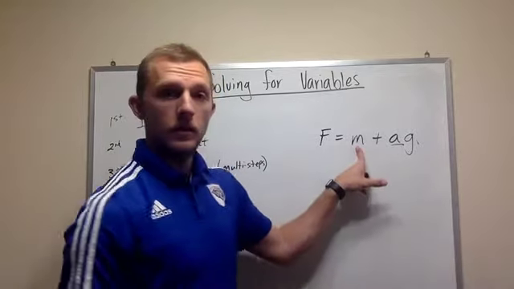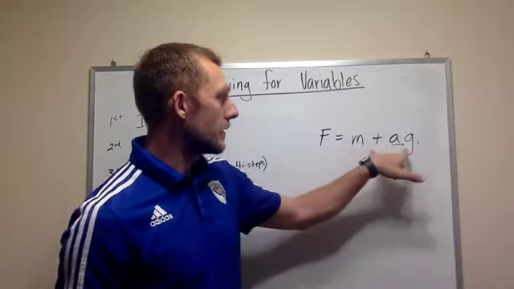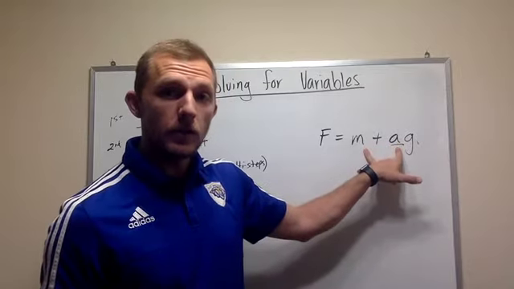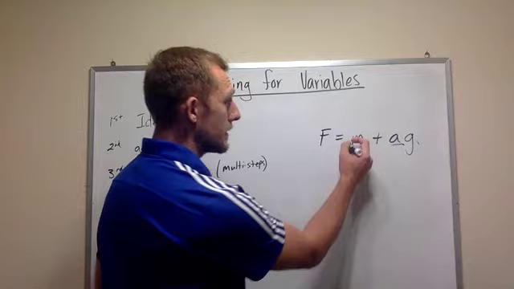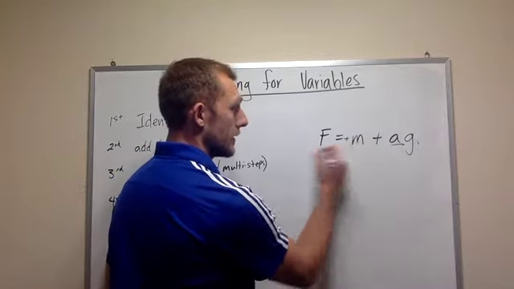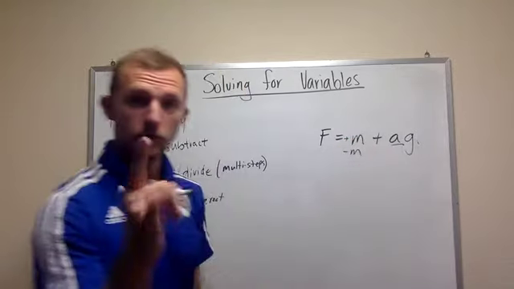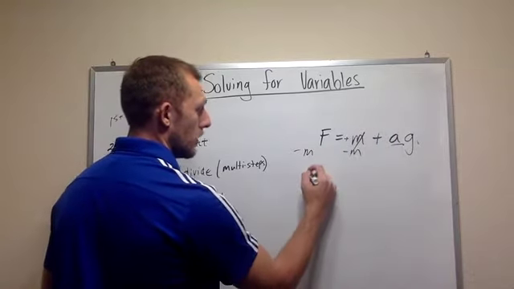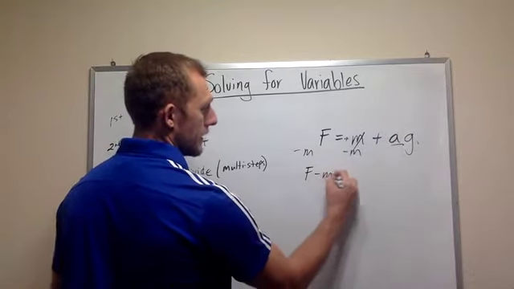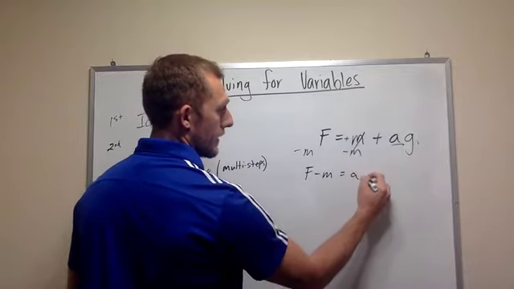The M is being added to the A, so I need to do the opposite. This is positive, so to get it to the other side, I need to subtract. So I subtract M on both sides. Boom. It's going to be F minus M equals A times G.